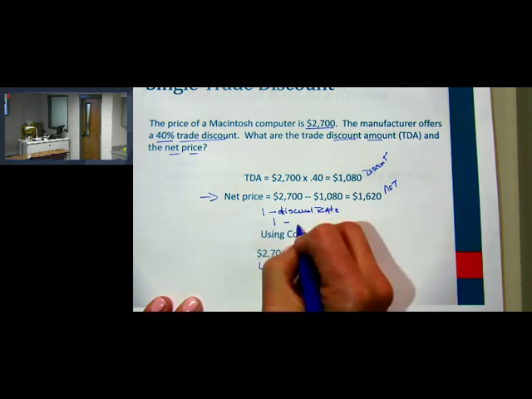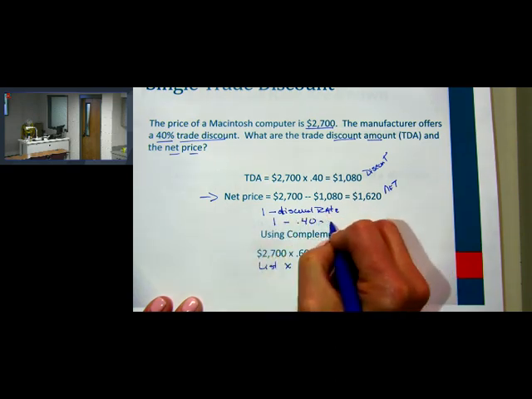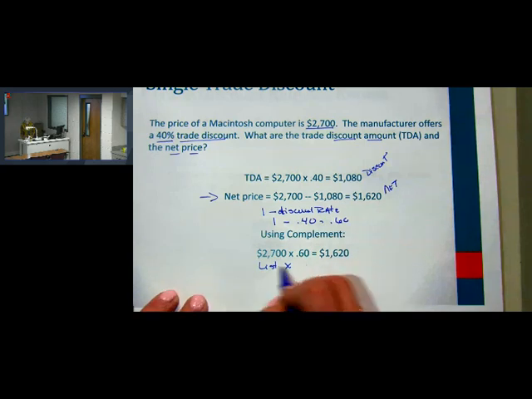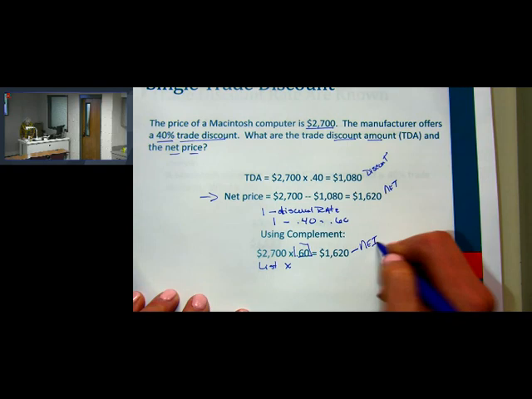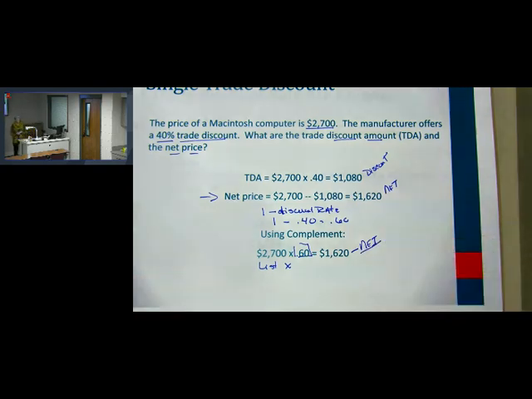Or 1 minus 0.40 is 0.60. So once again, I'm just going to take list, here's my complement here, times 0.60. My net amount is, again, 1620. All right, so again, net. It saves a little step there.